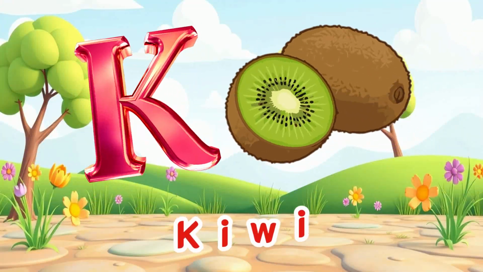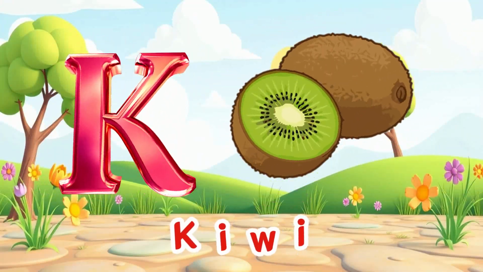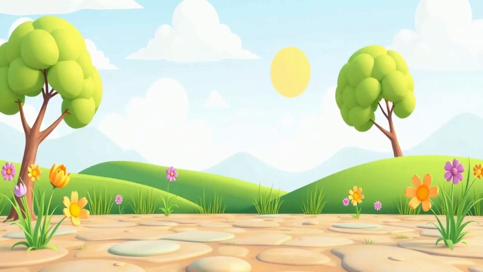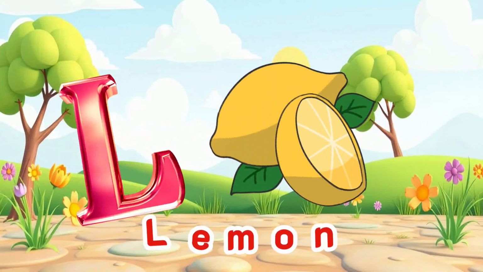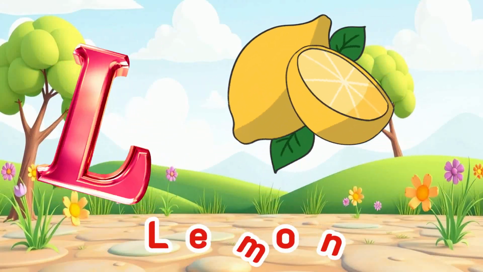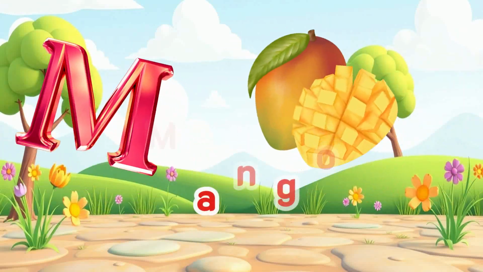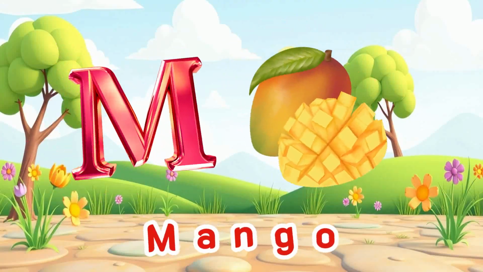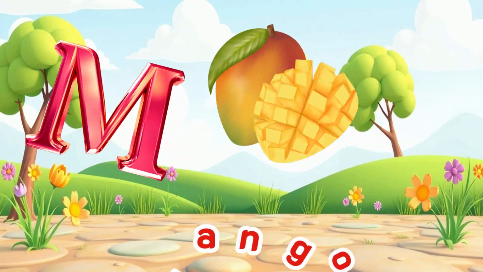K is for kiwi. K kiwi. K kiwi. K is for kiwi. L is for lemon. L lemon. L lemon. L is for lemon. M is for mango. Mango. Mango. M is for mango.